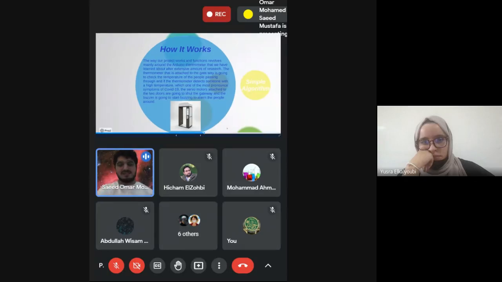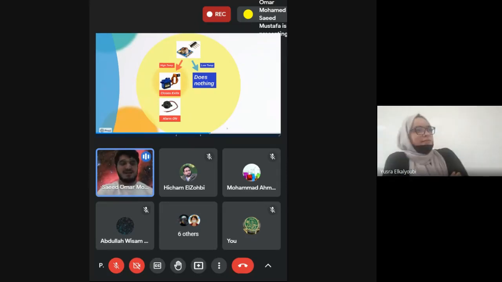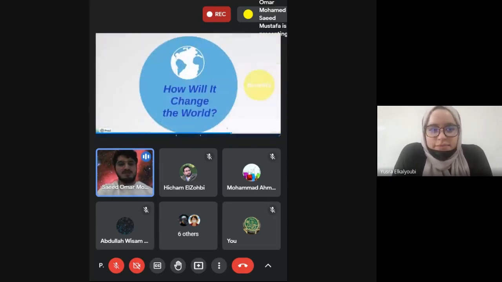So here is a simple algorithm that you can use to understand. If the person has a low temperature, nothing happens. And if he has a high temperature, the servo motors are going to close the exits and the alarm is going to go off. So how will this change the world?